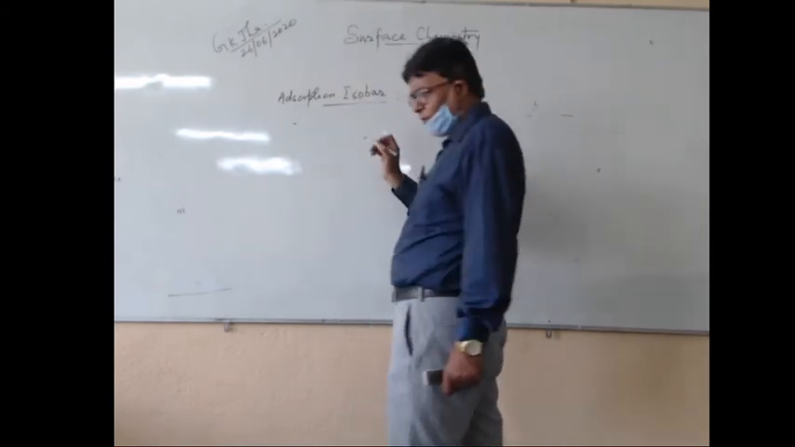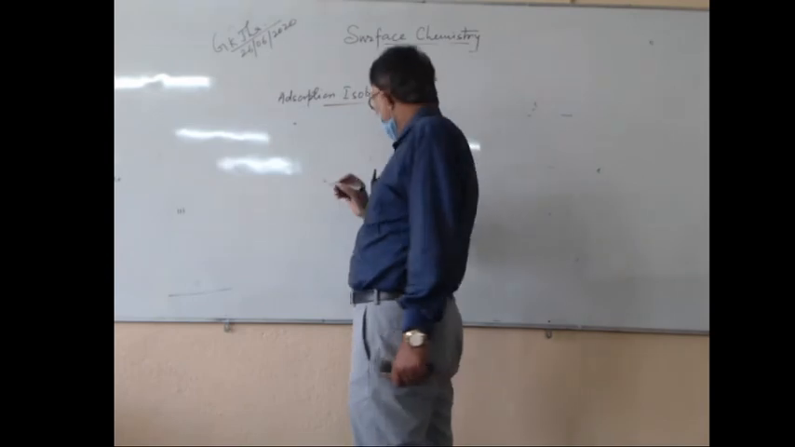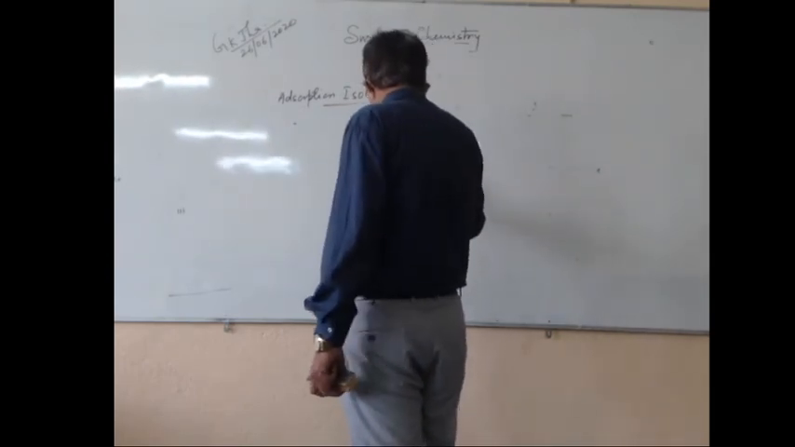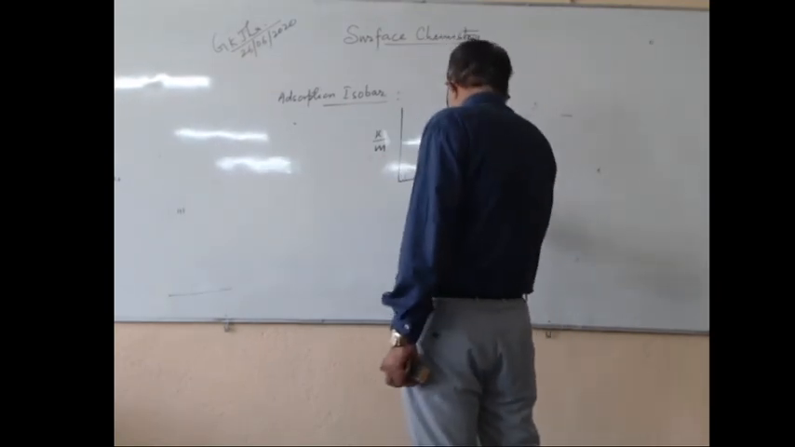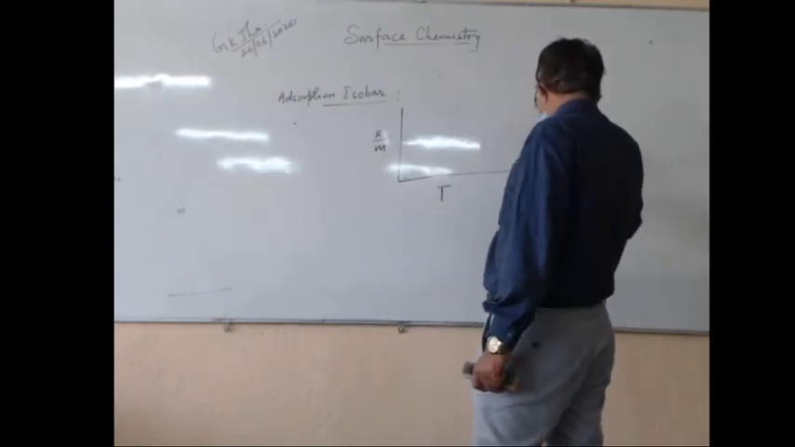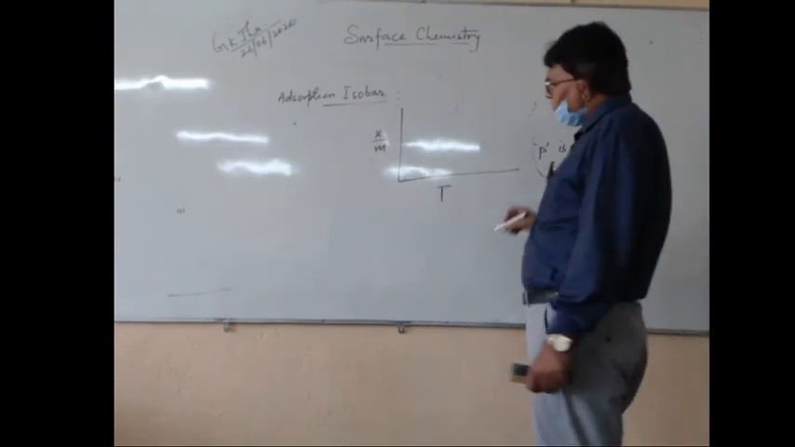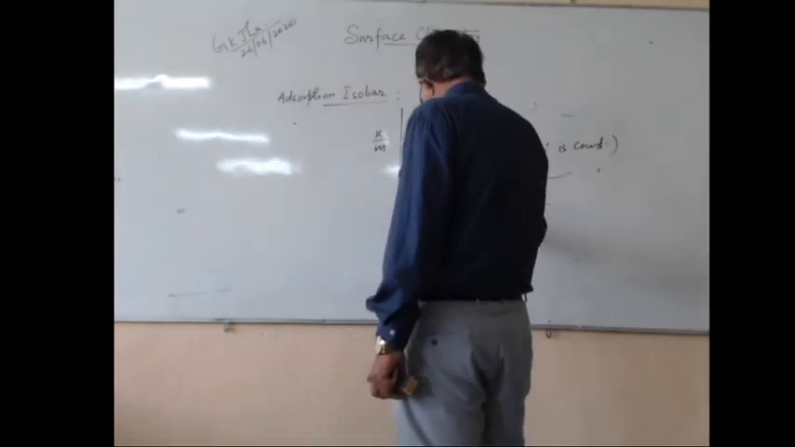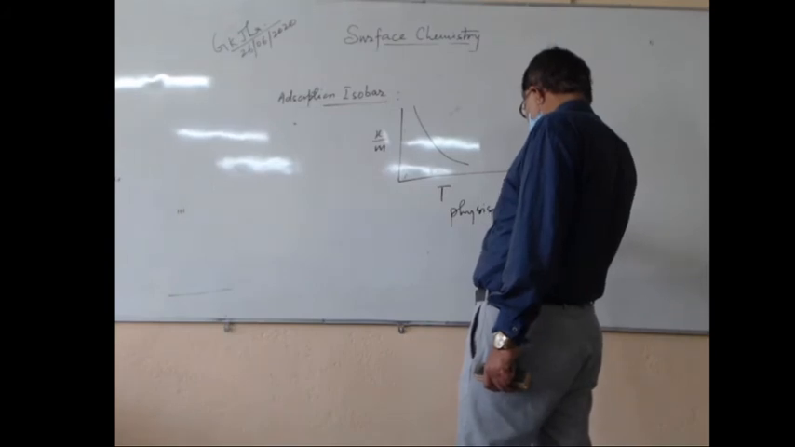The moment we have made use of isobar, that means pressure is being kept constant. So in the graph, we are studying the variation of x by m, that is, extent of adsorption, with temperature, and pressure is kept constant. So we have this kind of graph. This is for physisorption.